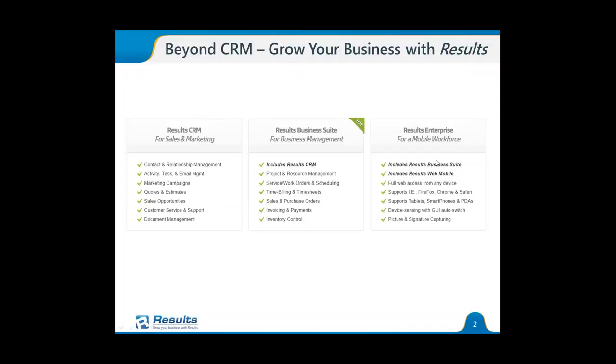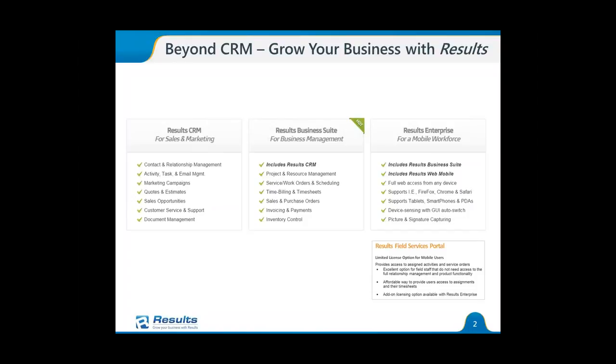Results Enterprise takes the Results Business Suite product and puts on top of that the Results Web Mobile. Results Web Mobile is two products in one. It's Results for the web, which duplicates the functionality of the Results Business Suite onto the web using any browser and any device you would want. And it also adds Results Mobile, an interface designed specifically for smaller devices. So phones, PDAs, and smartphones are covered with the Results Mobile product, and you'll be able to get all that functionality from the Results Enterprise product.